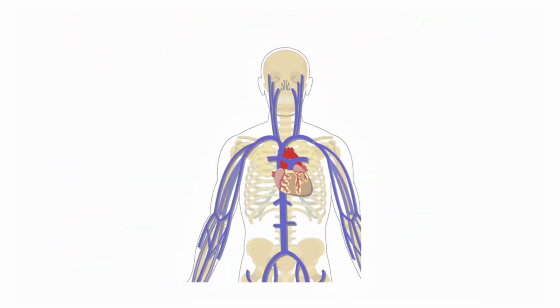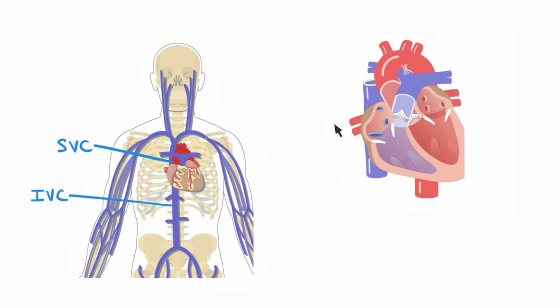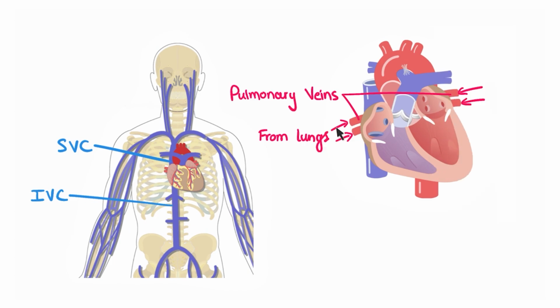All the veins that are carrying the blood from the body towards the heart eventually combine to form the superior vena cava and the inferior vena cava, and it's these that finally bring the blood back to the heart. Likewise, it's the pulmonary vein that brings blood from the lungs back to the heart.